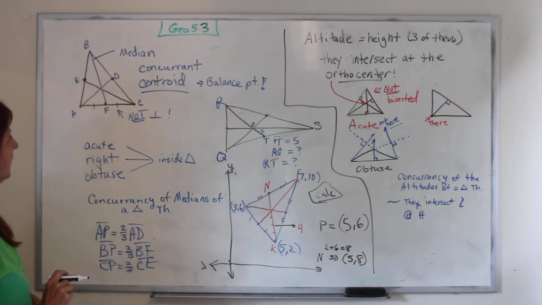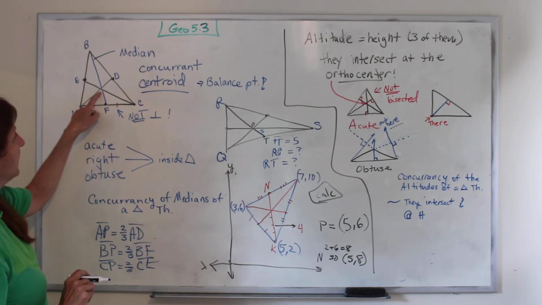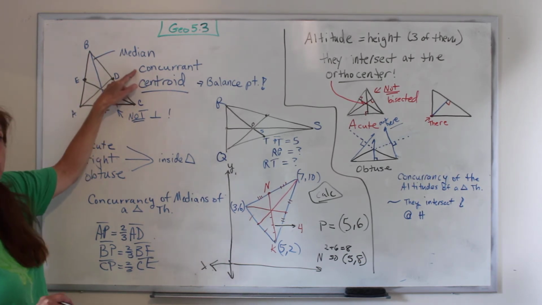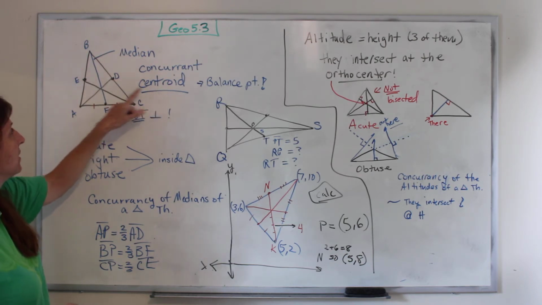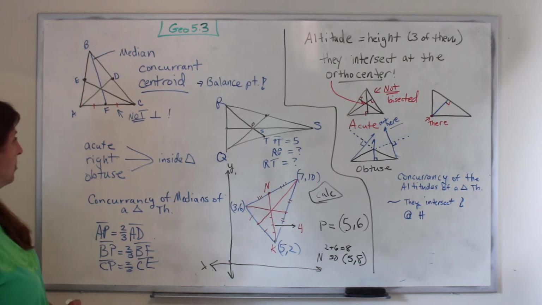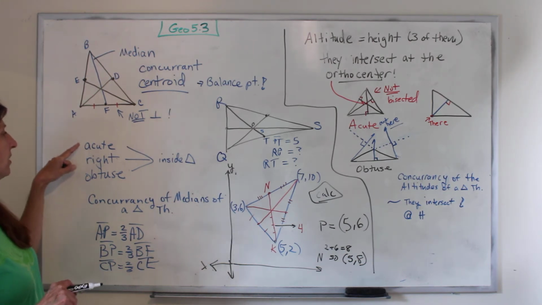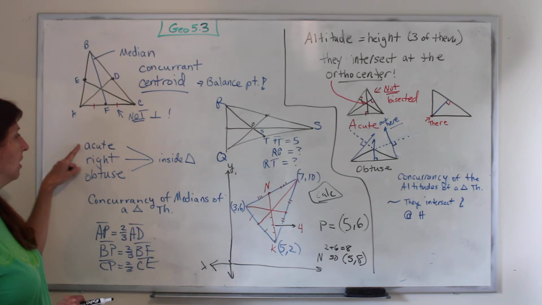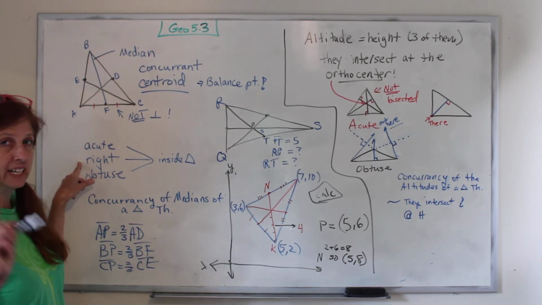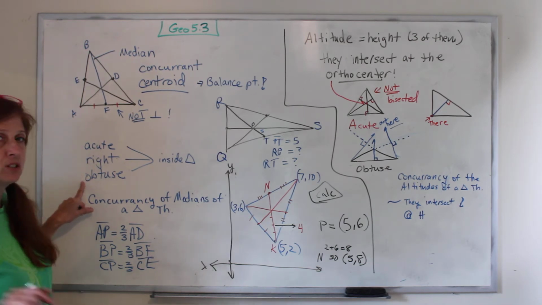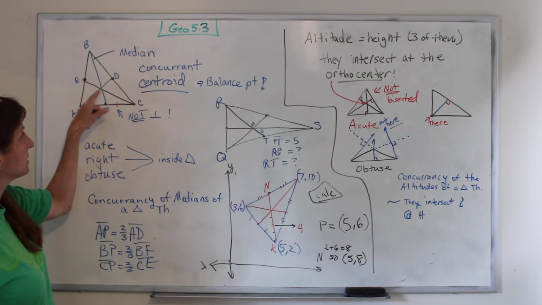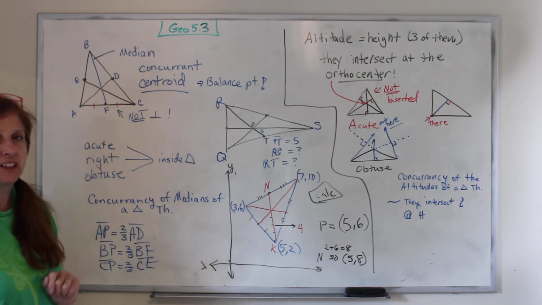All right, so we did it. Where they all meet together, meeting together in math is called concurrent. Where they are concurrent is called the centroid. So that is the centroid of that triangle. It doesn't matter if the triangle is acute, all angles less than 90 degrees, right, one angle is 90 degrees, or obtuse, one angle is more than 90 degrees. The centroid is always inside the triangle.